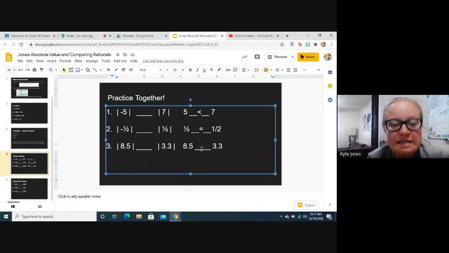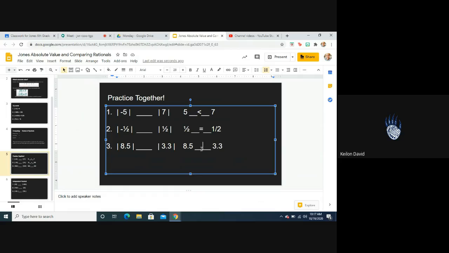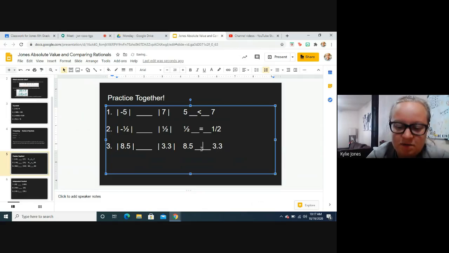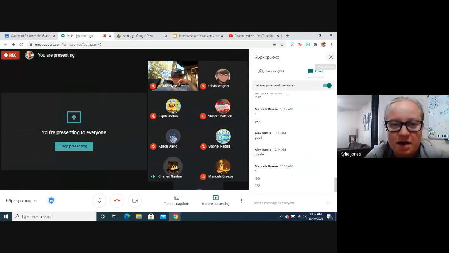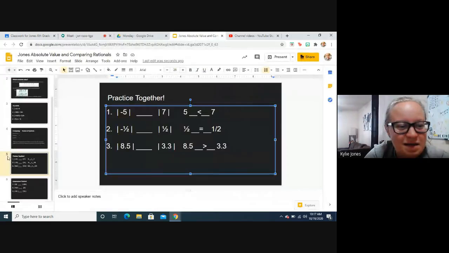And now we need to decide what goes in the middle. 8.5 is greater than, less than, or equal to 3.3. Greater than. Good. So does this slide make sense, what we were doing? Taking our absolute values and then comparing.